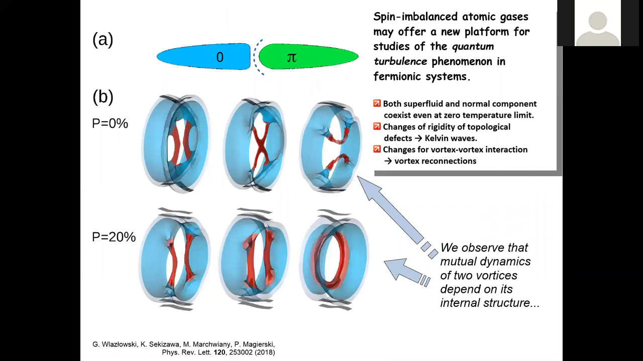Another feature related to the polarization, which has important consequences for the turbulence, as we expect, is the fact that what we noticed is that, by increasing the polarization, the vortices do not want to reconnect so frequently as in the case of the spin symmetric system.